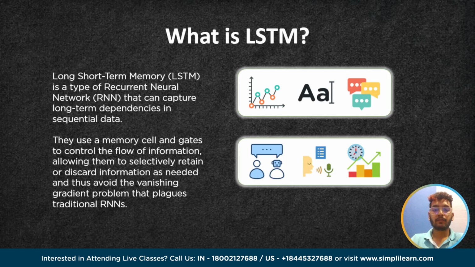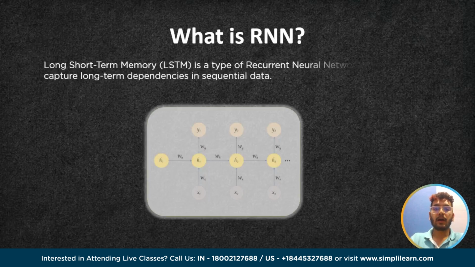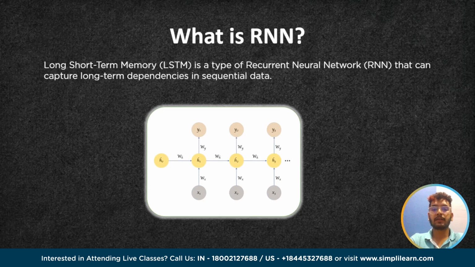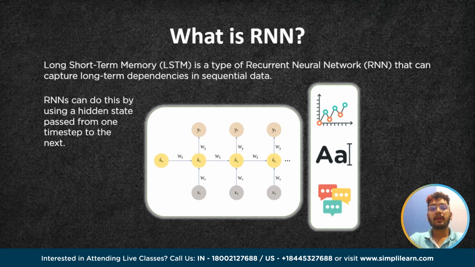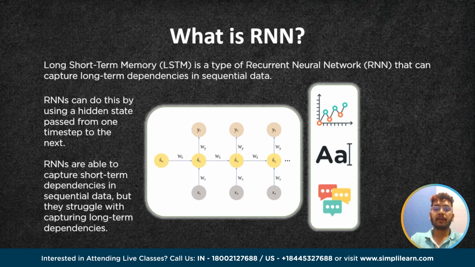So moving ahead, we will see what is RNN. RNNs are a type of neural network that are designed to process sequential data. They can analyze data with temporal dimensions such as time series, speech, and text. RNNs can do this by using a hidden state passed from one timestamp to the next. The hidden state is updated at each timestamp based on the input and the previous hidden state. RNNs are able to capture short-term dependencies in sequential data, but they struggle with capturing long-term dependencies.